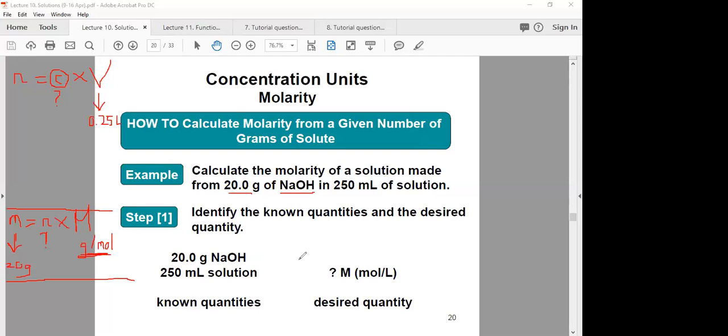Okay, for those of you that are already done, I want you to solve this.